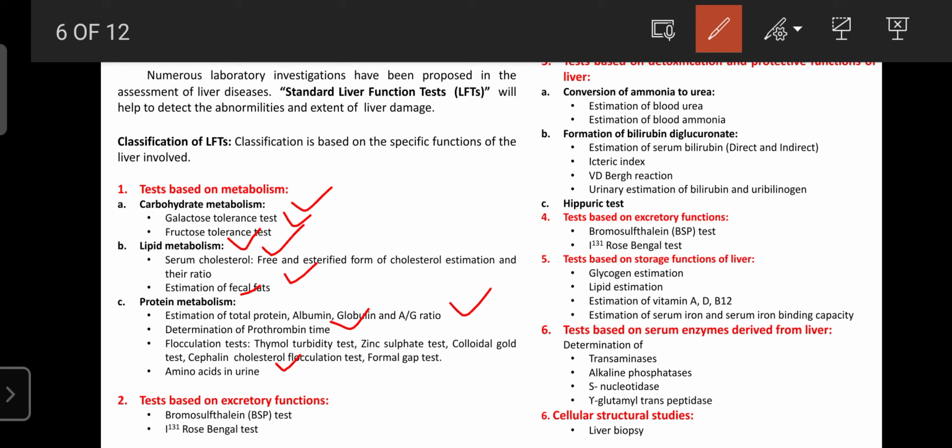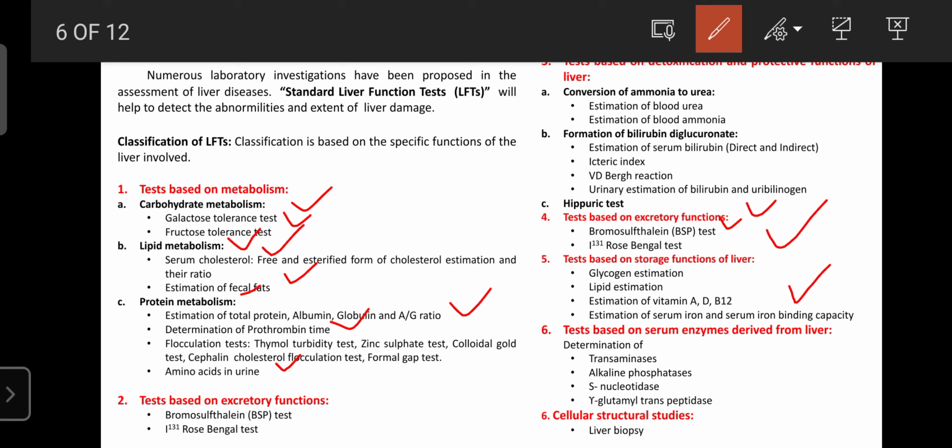Next, the fourth one is the test based on the excretory function, like the bromosulphthalein BSP test and rose, sorry, that is a repeat, the rose bengal test. Then tests based on the storage functions of the liver: glycogen estimation, lipid estimation, estimations of vitamins A, D, B12, and estimations of serum iron binding capacity. That is also helpful to note down the conditions of the liver involved in the LFTs.